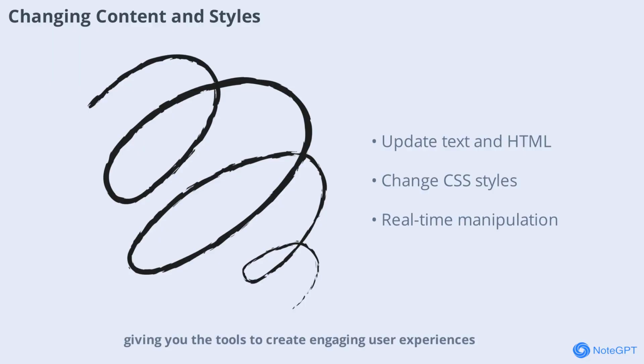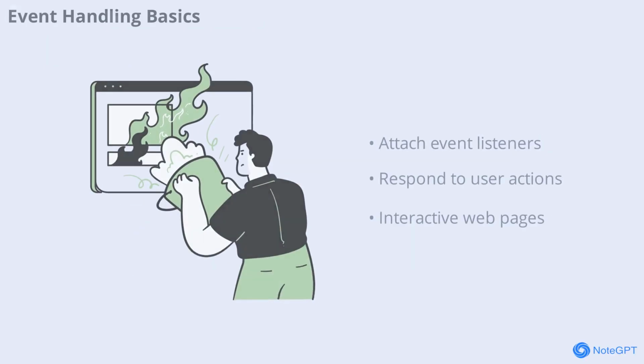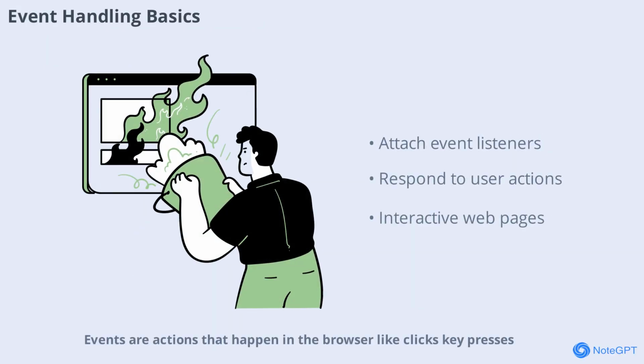create engaging user experiences. Events are actions that happen in the browser, like clicks, key presses, or mouse movements. JavaScript lets you respond to these events by attaching event listeners to elements. This is how you make your web pages interactive, by running code when users interact with your site. We'll cover the basics of event handling, including how to add and remove listeners, and how to respond to common events like clicks and form submission.